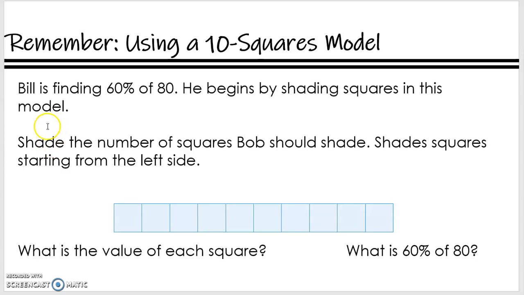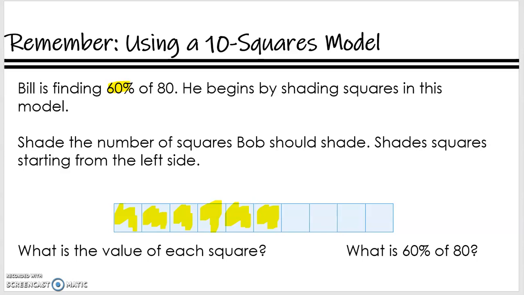model. Okay, so for this one, Bill is finding 60% of 80. He begins by shading squares in this model. Shade the number of squares Bob should shade. Okay, shade the squares starting from the left side. So remember that when we are looking at a 10 square model, there are 10 squares, and so 60% is going to be 6 of those squares. Okay, so that's 6. So that's our shading.